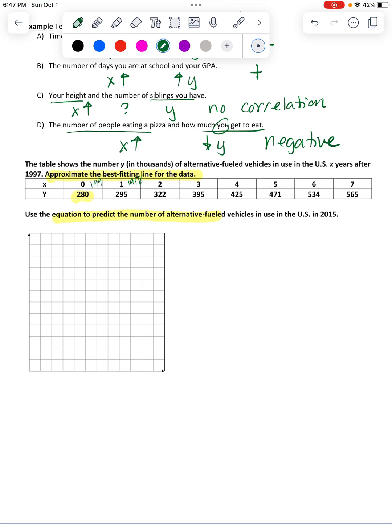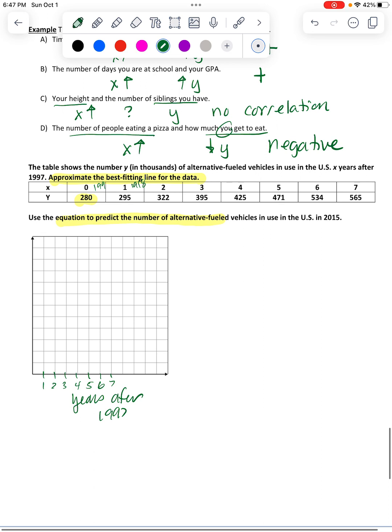So we're going to go ahead and label this. This is going to be years after 1997, and we have data for 1 through 7. So I'm going to have 1, 2, 3, 4, 5, 6, 7. And then up the side is my Y, and that's going to be the number of alternative fueled cars. And that's going to be in thousands, so you want to make sure that the general public knows that.